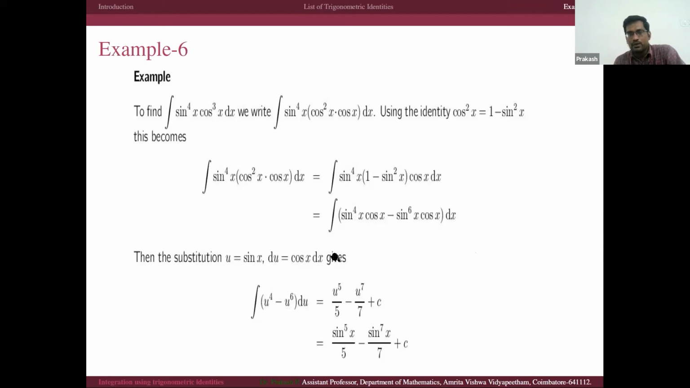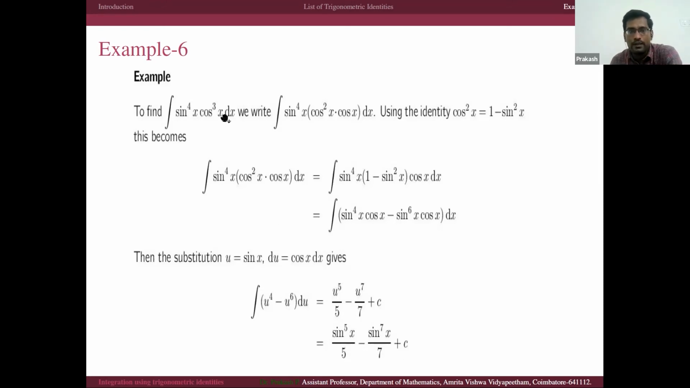You see here, you just need to take u equal to sine x, then du by dx is nothing but cos x. Then we need to evaluate this value and again resubstitute u equal to sine x, then you will get it.